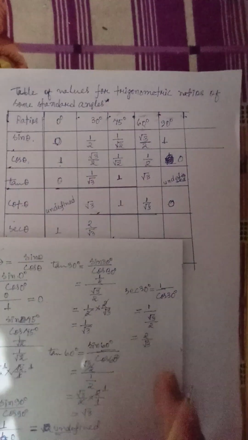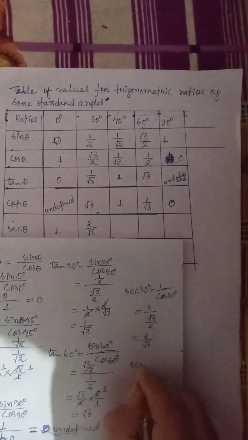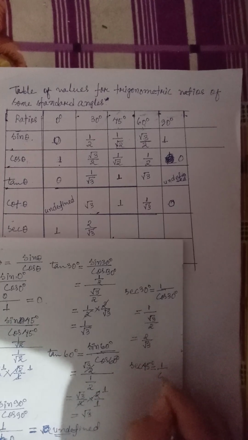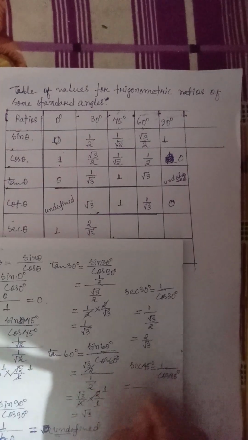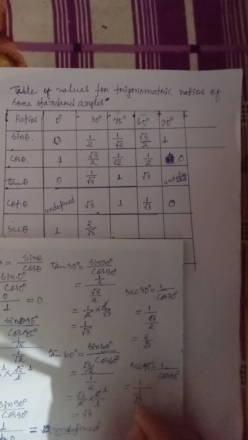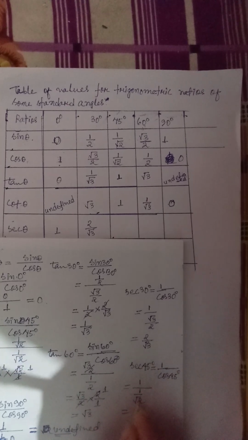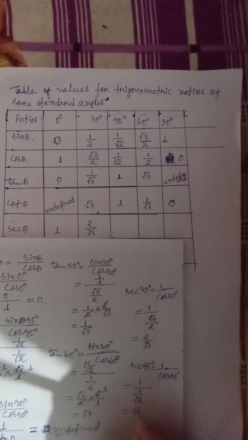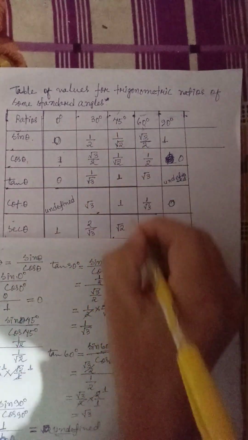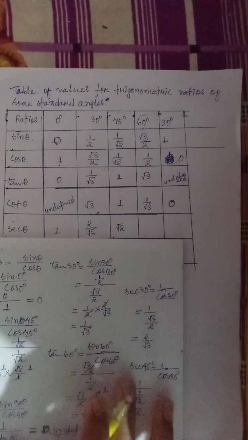And let us move to sec 45 degree. Sec 45 will be equal to 1 by cos 45 degree. Now what is the value of cos 45 degree? It is 1 by root 2. Whenever you bring this upside, it will be root 2. Now the value of sec 45 degree that we have is root 2.